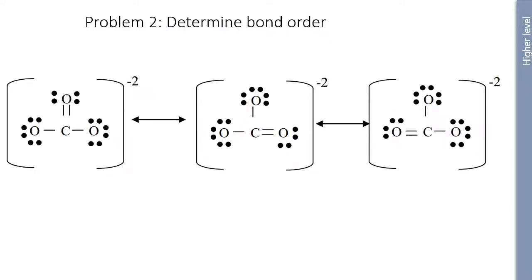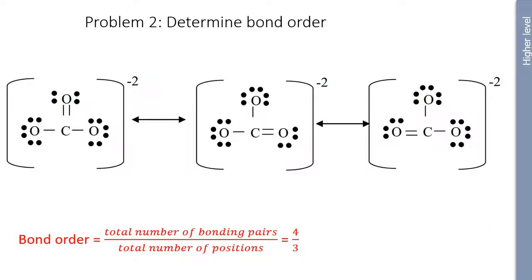So problem 2, determine the bond order in this species. Okay, so you should have worked it out that the total number of bonding pairs is going to be 1, 2, 3, 4. Okay, that's pretty straightforward. Total number of positions is 3, so it must be a bond order of 4/3.